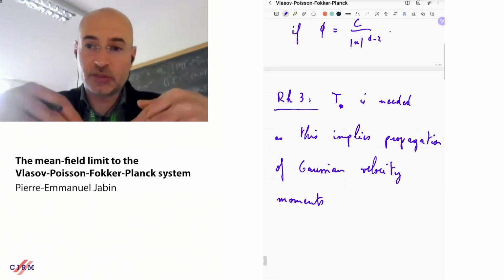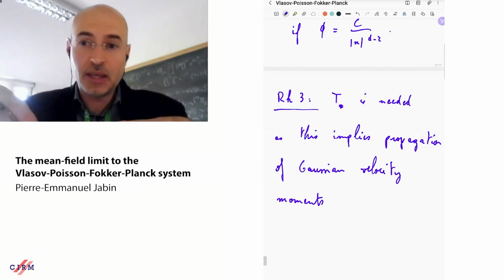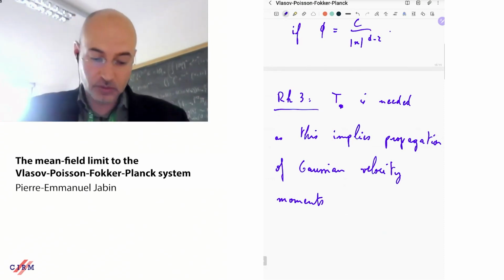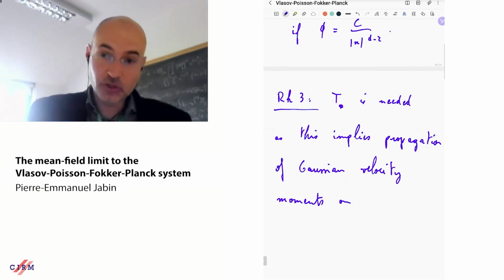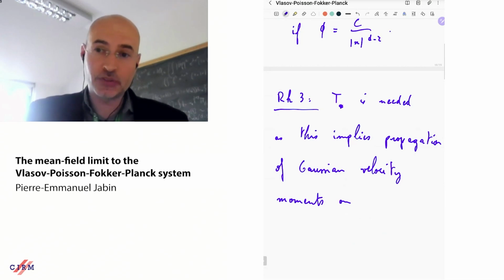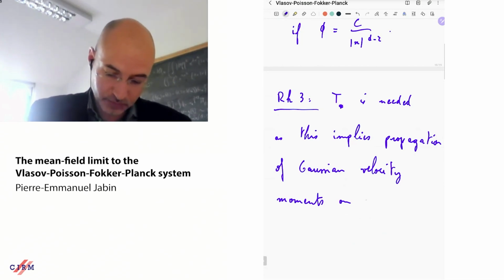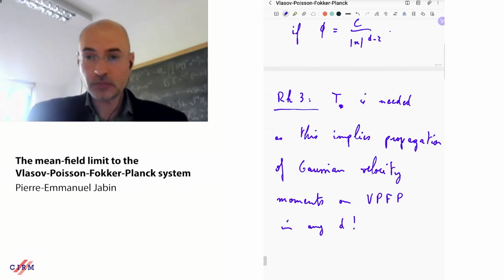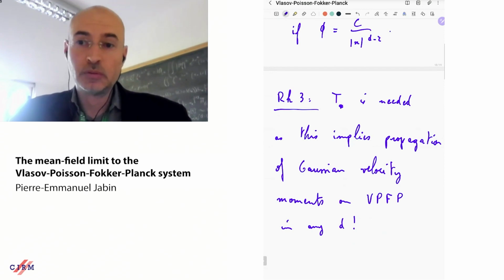And if it applies to f and k, you pass to the limit, you'll get the same estimate on the limit. So this implies propagation of Gaussian velocity moment on Vlasov-Poisson-Fokker-Planck in any dimension. And this is not true beyond a fixed time interval if the dimension is larger or equal than 4. We have a counterexample.